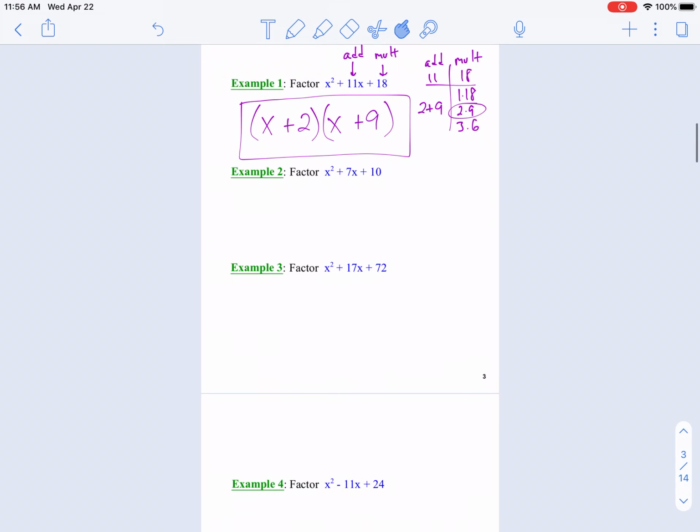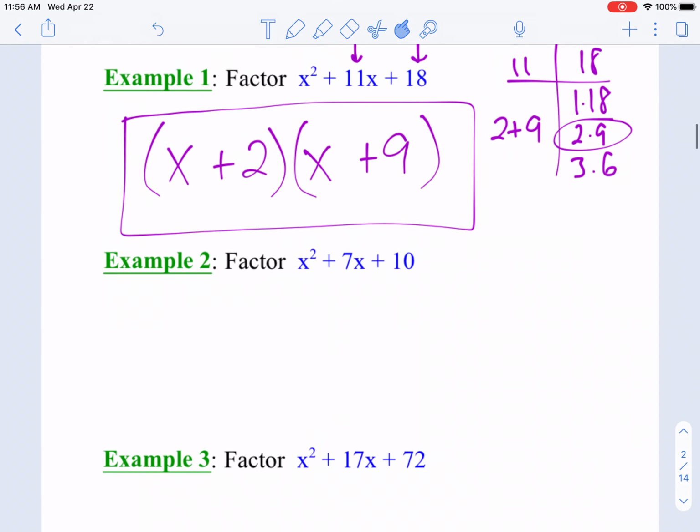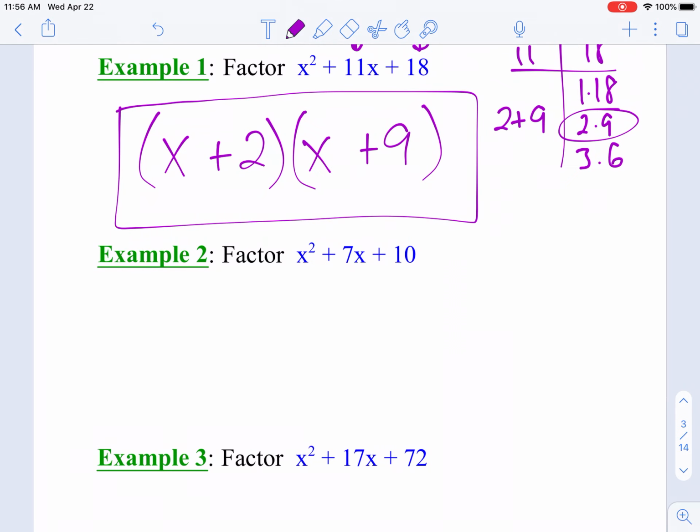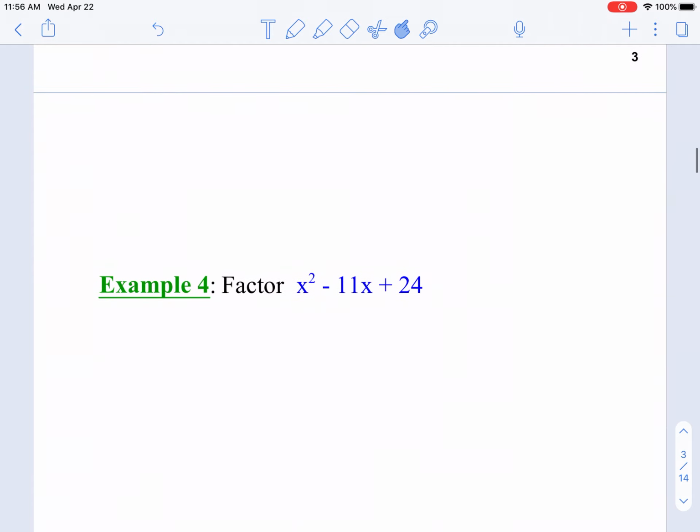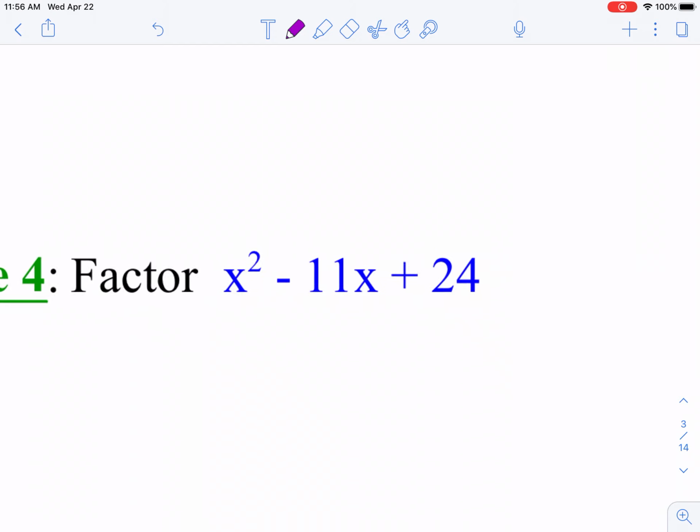All right? Now it gets a little trickier. I want you guys to try examples 2 and 3 on your own. Okay? Let's go down to example 4 on the next slide. It gets a little trickier when we have negative signs involved. Okay?